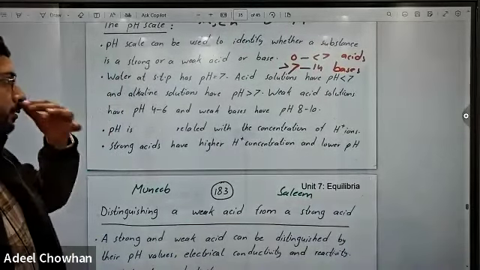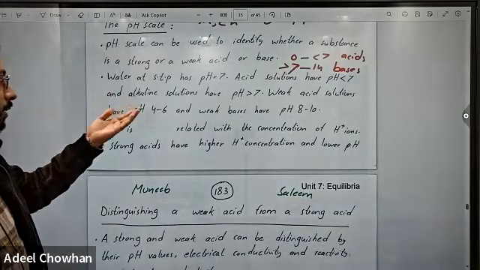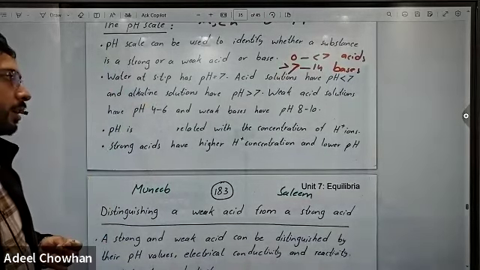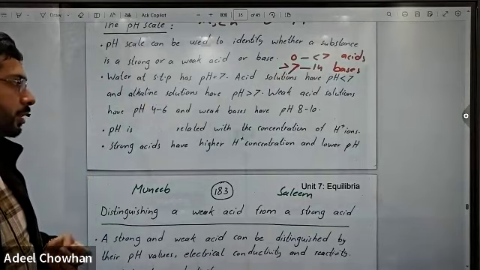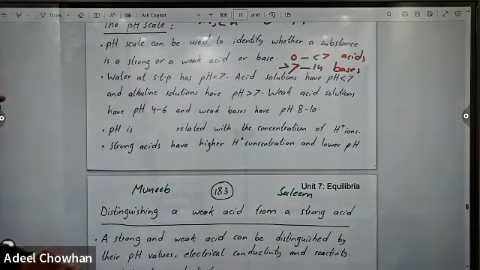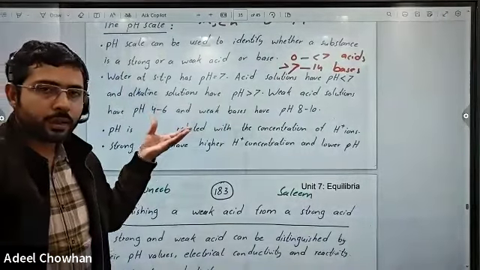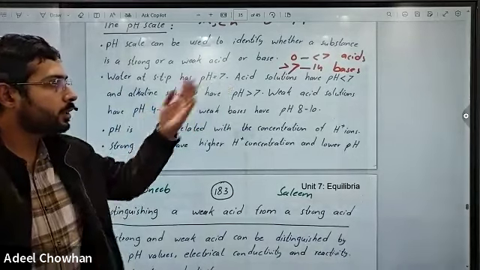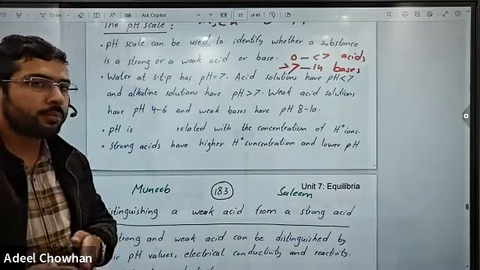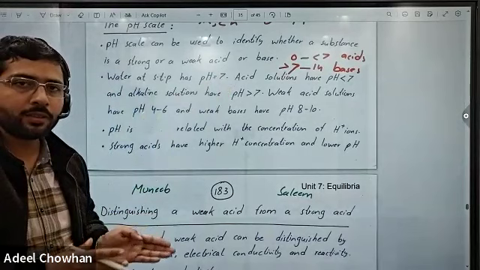Then we have the acid solution having pH less than 7, and alkaline solution having pH greater than 7. Weak acid solutions have pH 4 to 6 and weak bases have pH 8 to 10. We can also tell from these pH values that there is some specific region for the weak acids and weak bases.